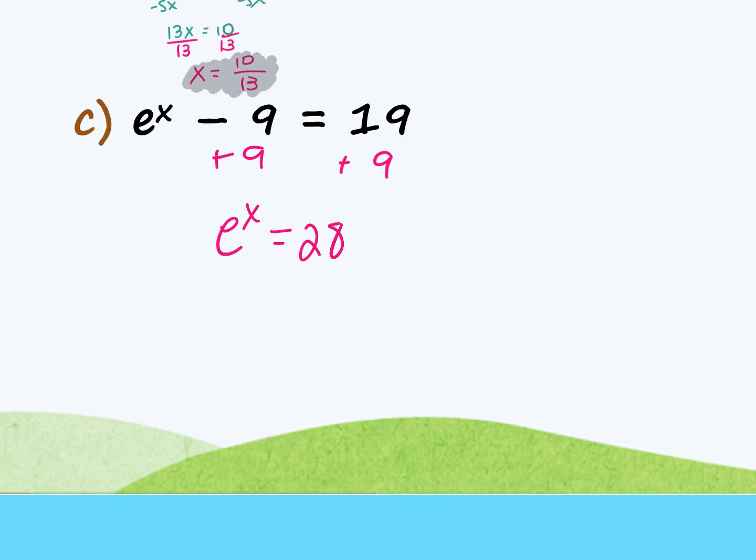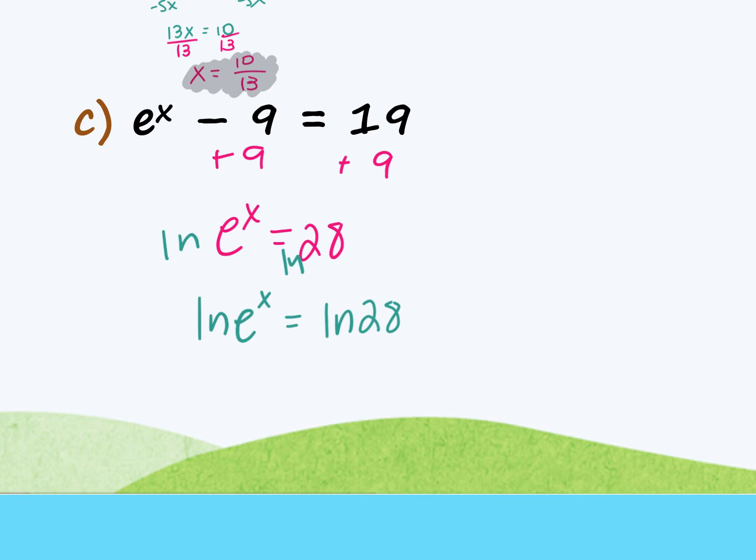Good. We can't change them both to the same base. And when we're involving e, we ln both sides of this equation. So ln of e to the x would equal ln of 28. Wouldn't you just cross out the ln? Good. So you have two choices here.